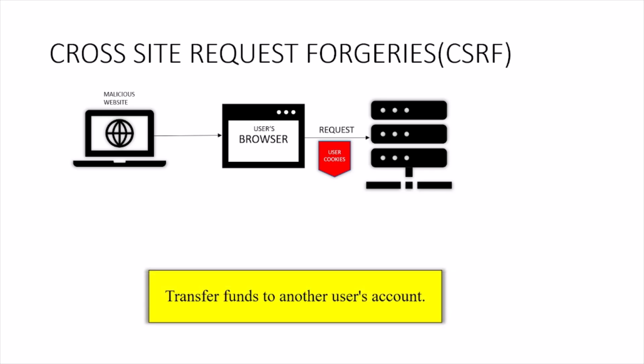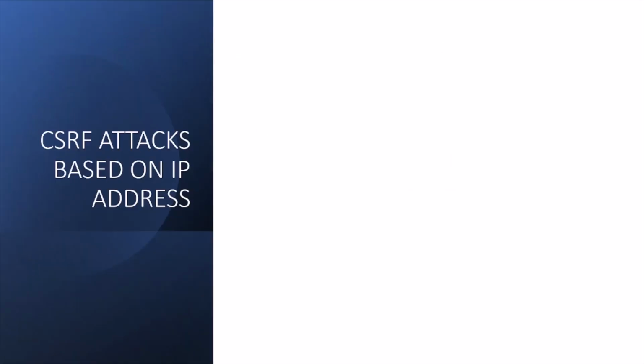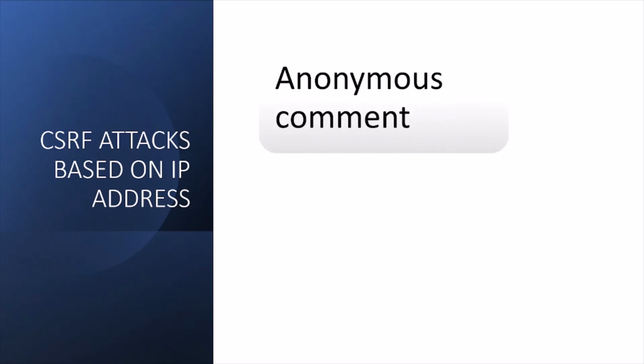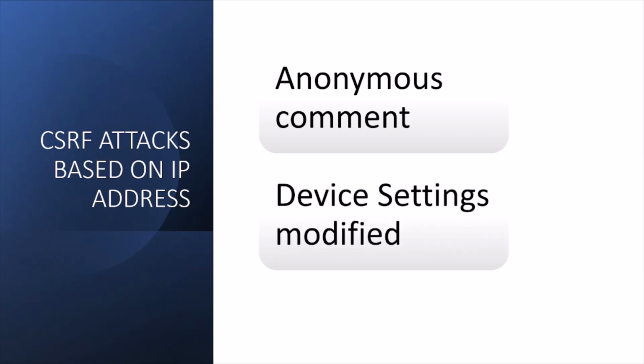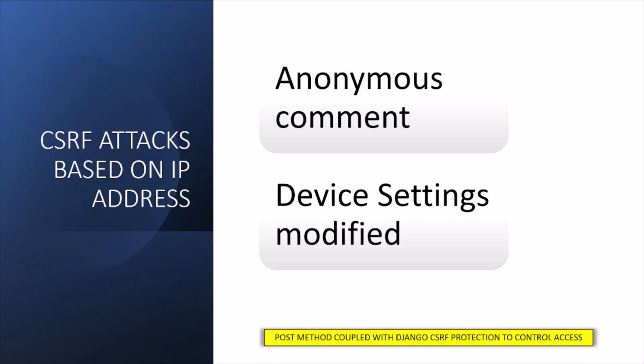Also remember that cross-site request forgeries could be based on IP address. And these could result in an anonymous comment being posted, and that is shown as coming from the user's IP address. Also, settings on a device like a wireless router or a modem could be modified. In order to avoid these kinds of attacks, it's best to use a post method coupled with Django CSRF protection to control access.